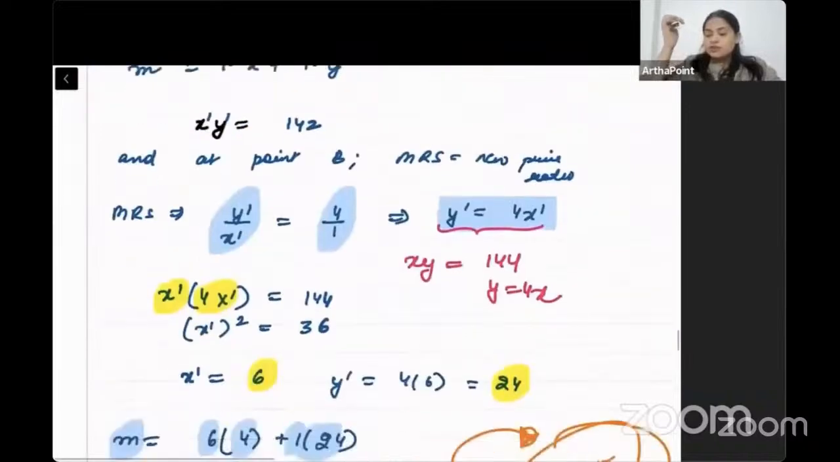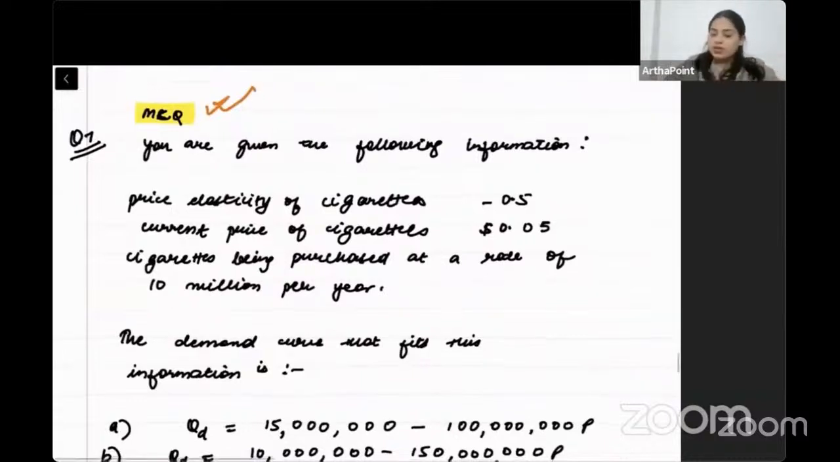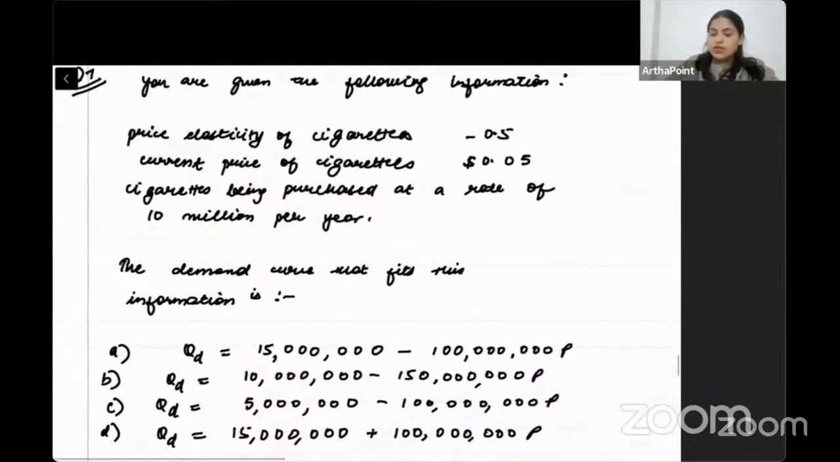Okay, beta. So now I am going to go ahead and do one last question with you now. And I'm going to give you 2 questions for homework and you have to do those and post your answers in the Telegram group. ठीक है बेटा, देखो एक बारी ध्यान से समझो जरा क्वेश्चन.